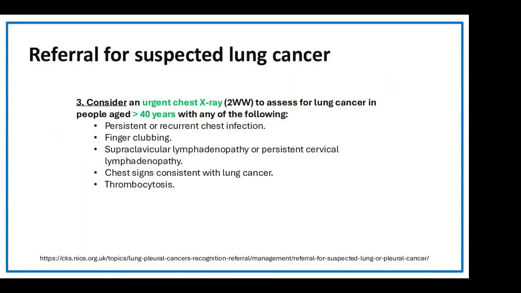The third one is you might want to consider an urgent chest x-ray for people aged over 40 if they have any of the following. So persistent or recurrent chest infection, as I mentioned earlier, it might be a patient that you've treated over months and they've got repeated courses of antibiotics for a suspected chest infection, which is not recovering. So you might want to do an urgent chest x-ray and see whether there is something suggestive of lung cancer. With patients who have pneumonia and they've got high risk factors, you might remember that we do a chest x-ray 6 weeks after the initial one to check for any residual consolidation, because that can indicate a hidden cancer as well.